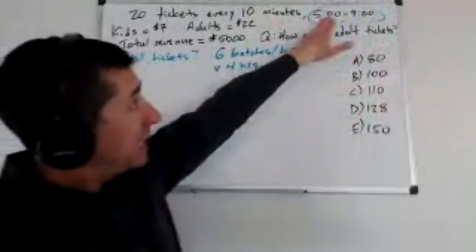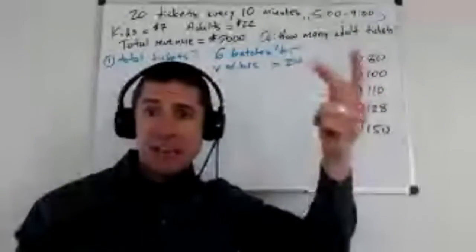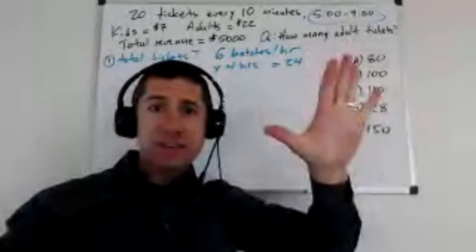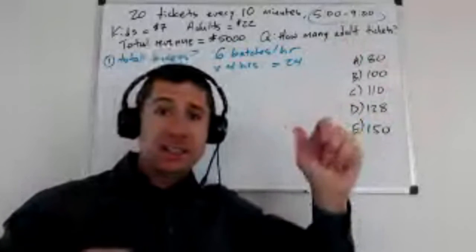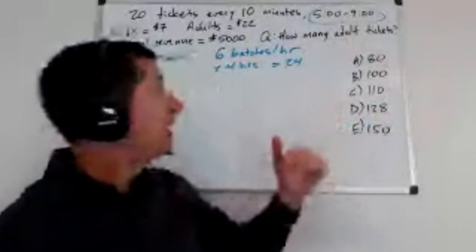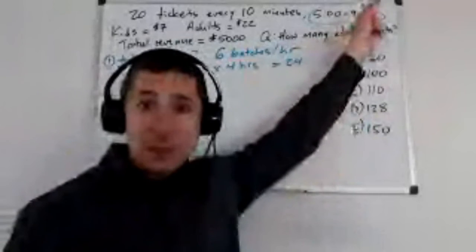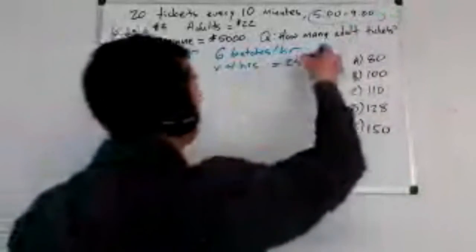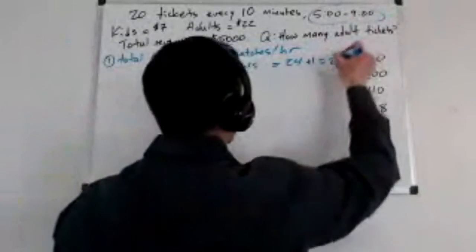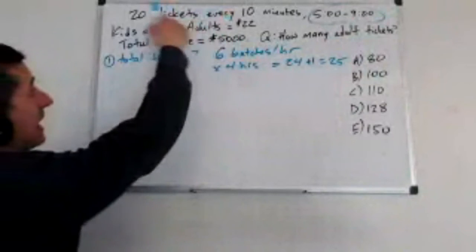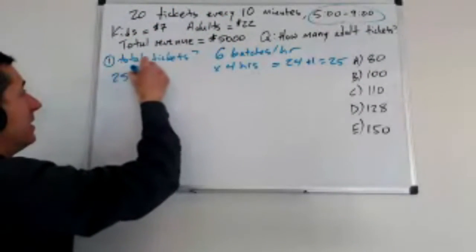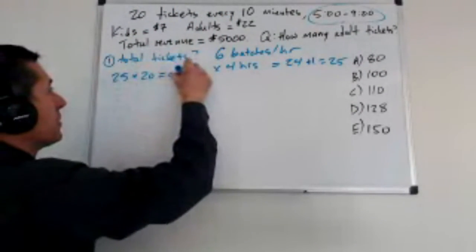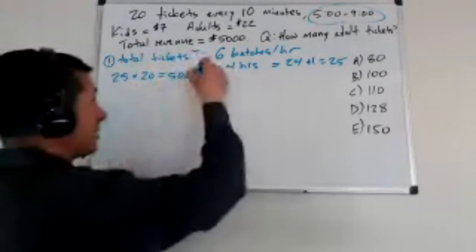But the thing to recognize here is that 5 o'clock, 5:10, 5:20, 5:30, 5:40, 5:50. So that's 6. At 6 o'clock it started again. In that 8 o'clock hour, between 8 o'clock and 8:50, you get another 6. But then you got that 9 o'clock in there, so that's going to add 1 to it. So we actually get 25 batches of tickets, 25 batches times the 20 tickets. Nice clean numbers, typical GMAT. 500 tickets total.